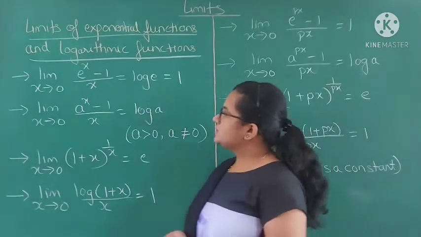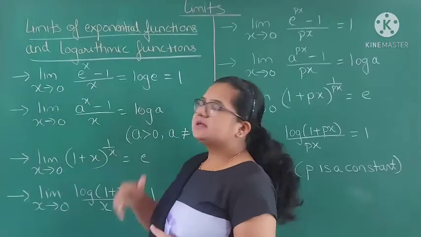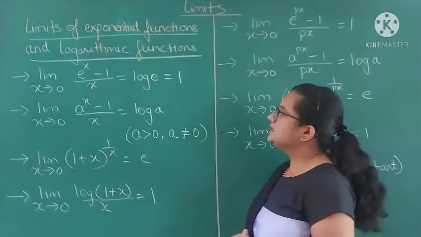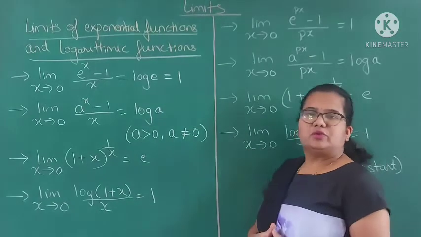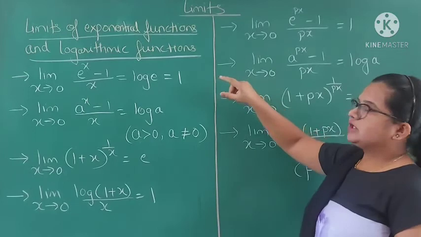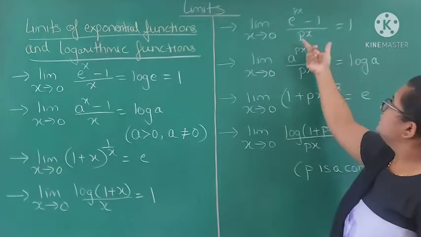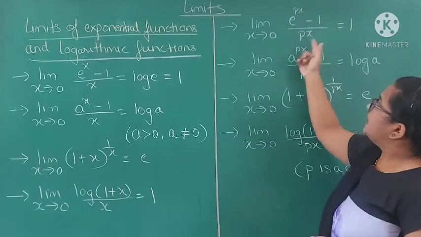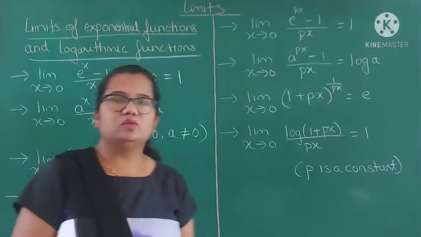So first formula is limit as x tends to 0, e raised to x minus 1 upon x, it is equal to log e, and we all know that log e is equal to 1. Now look here, if in place of x you have px, where p is a constant, then the function becomes e raised to px minus 1 upon px. Again the answer will be equal to 1.